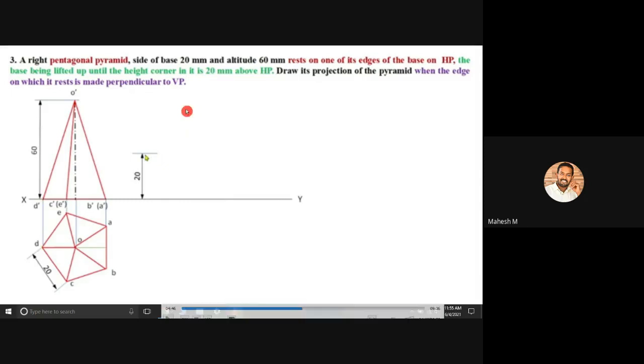Next, what is our second condition? Base being lifted up until the height corner in it is 20 mm above HP.